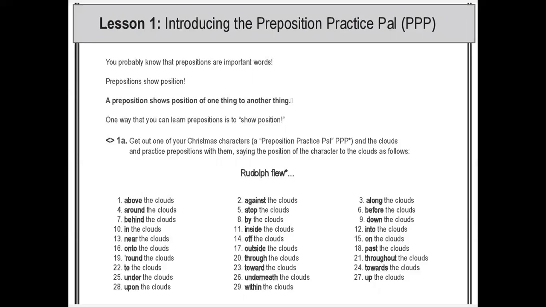Whatever their Preposition Practice Pal is, we always start there. You'll see this on the quiz, both the Think Fast Beginning quiz and the Think Fast Advanced quiz. Those are both at Teachers Pay Teachers. I think they're only a couple of dollars. If you want to know the secrets to some of my memorization methods, that's a good place to start too.